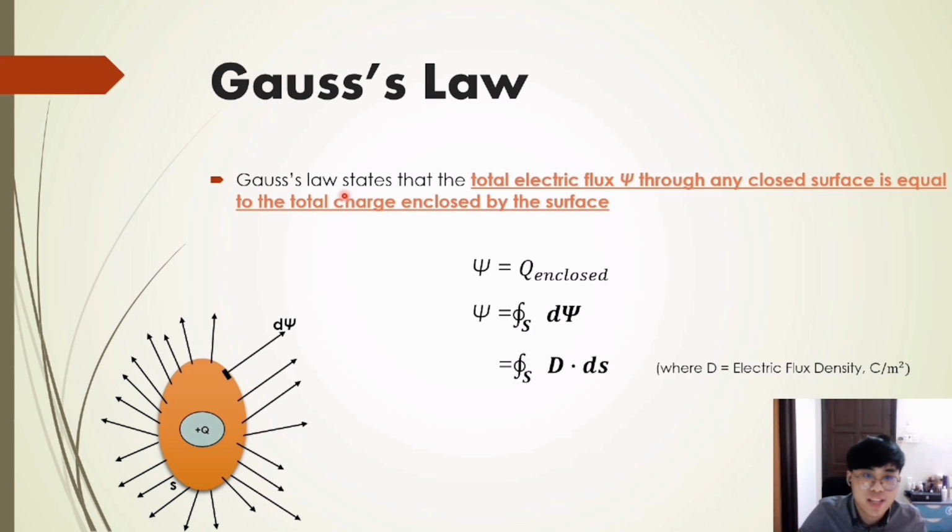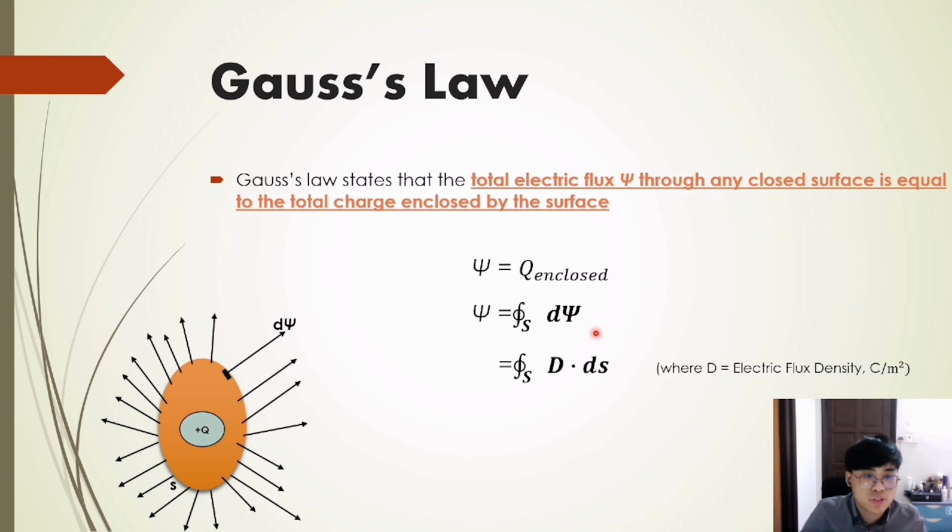Now let us take an example. Assume we have a point charge positive Q enclosed by a surface X. Hence, the total electric flux through this surface X will be the summation of the small flux on the entire surface X. So we can change the total electric flux into an integral form, which represents the summation of small flux on the surface X.